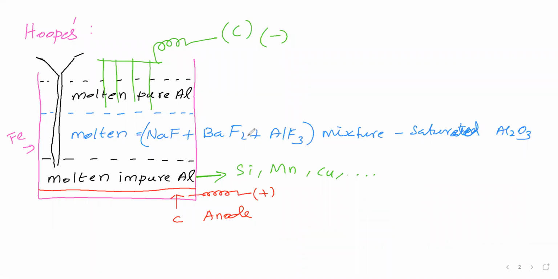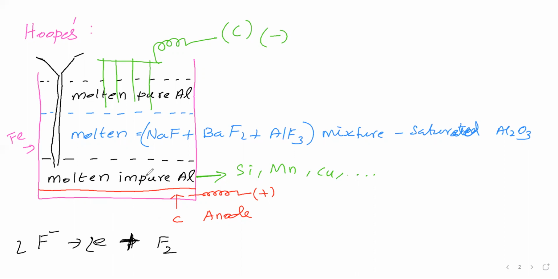Now the anion is F minus. That F minus goes to the carbon anode, where it undergoes oxidation. That means it loses an electron and becomes a fluorine atom. A fluorine atom combines with another fluorine atom and becomes a fluorine molecule, which is a gas. So at this carbon anode, fluorine is liberated. This fluorine is highly reactive, therefore it will react with the elements in the molten state.